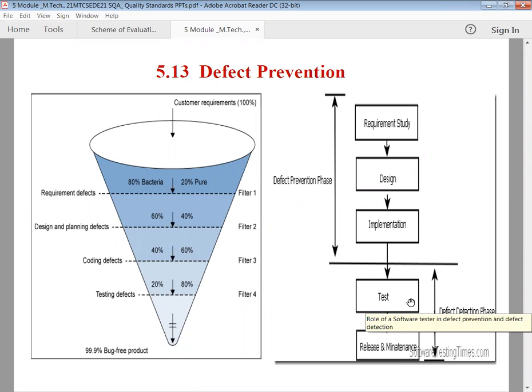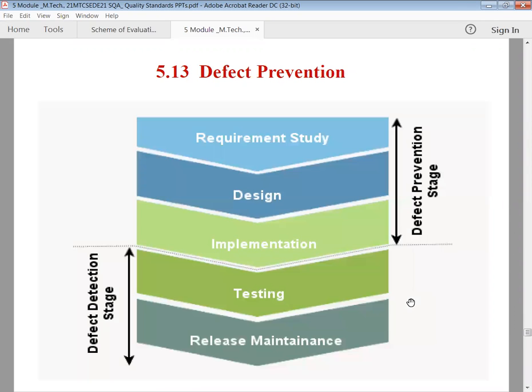From this diagram you can easily understand we have two stages: defect prevention and detection. The prevention techniques can be applied during requirements analysis, design and implementation, and the detection can be done once the project is developed. During the testing phase and release maintenance phase, we can go for detection.